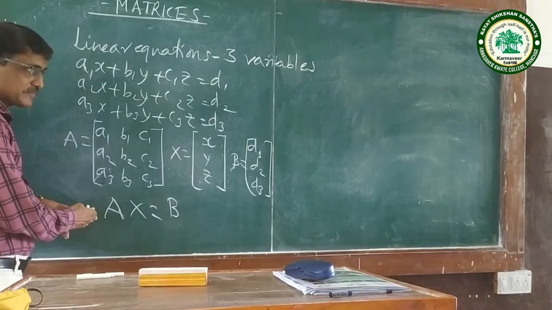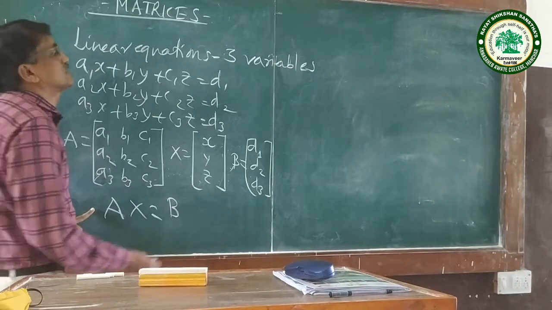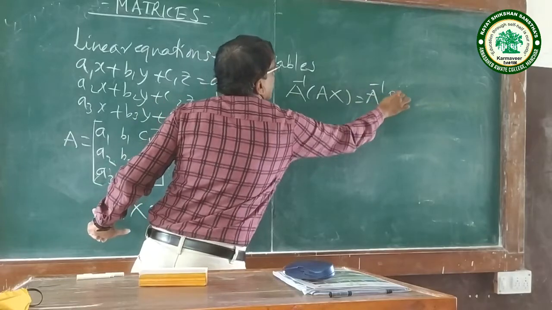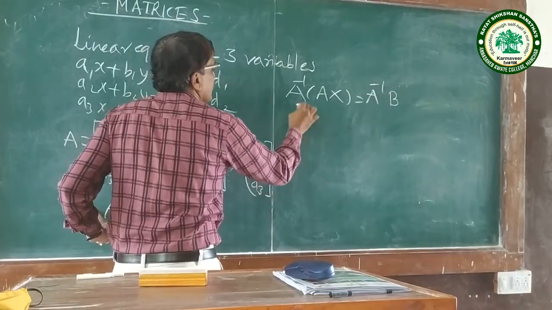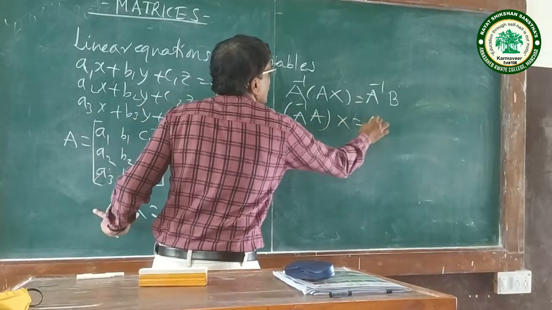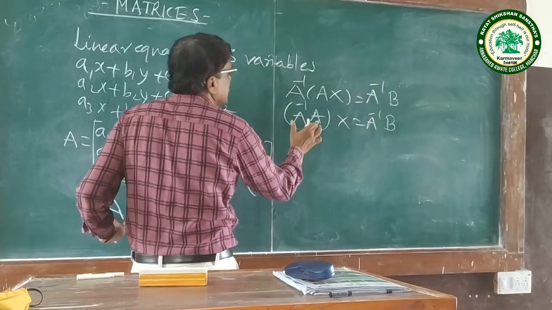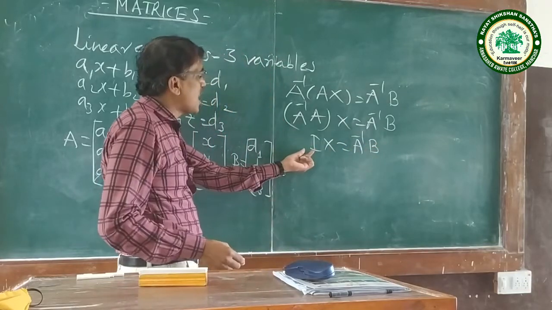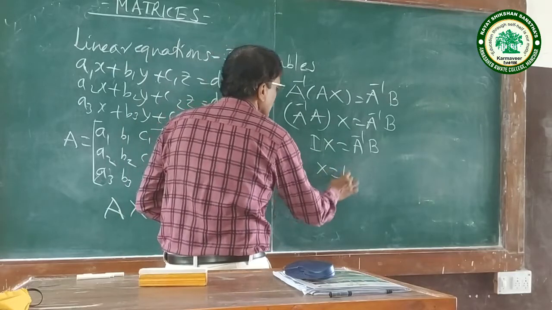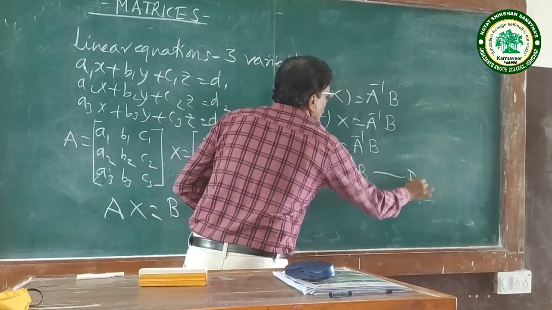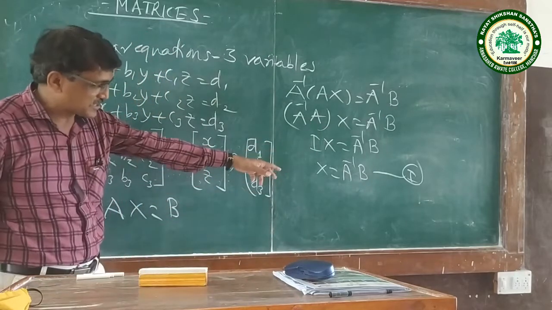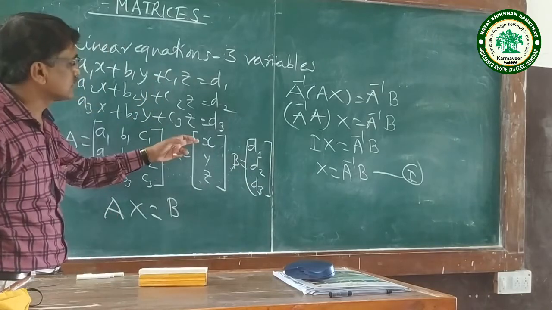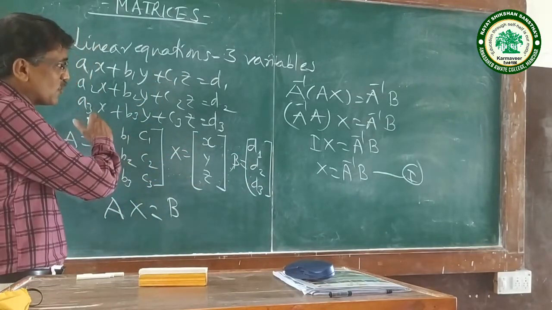Now, pre-multiply this equation by A inverse, we get A inverse into AX is equal to A inverse into B. So A inverse A into X is equal to A inverse B. This is the multiplication I into X is equal to A inverse B. Now we know that I into X is X. So X is equal to A inverse into B. Call this equation 1. This is the final matrix equation using which we can calculate the matrix X, that is the values of x, y and z. So let us take one example.